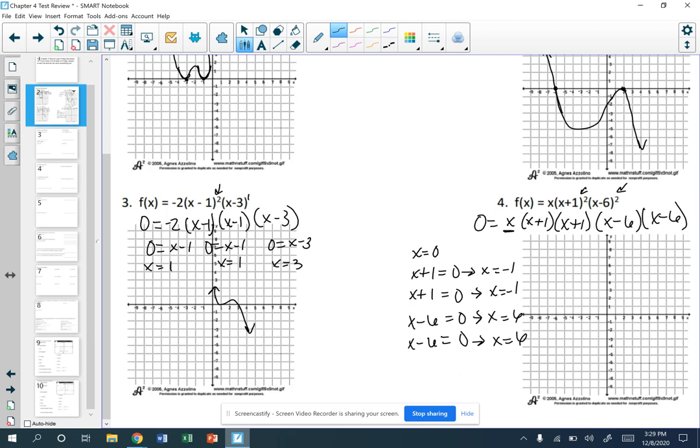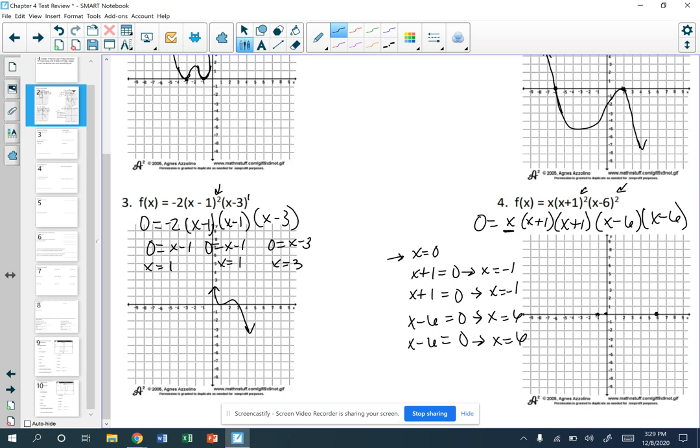So let's pick up right where we left off. So we see our zeros are x equals -1, x equals -1, x equals 6, x equals 6, as well as, don't forget about this, x equals 0. So I'm just going to put markers at -1, 0, and 6.